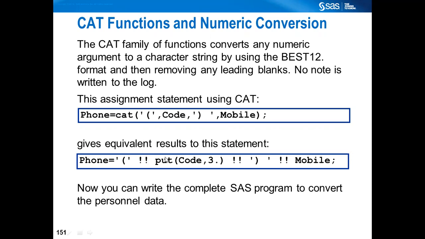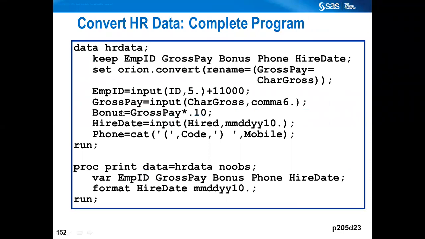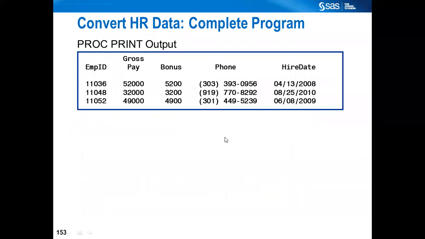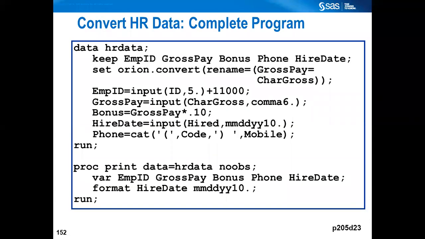If you either use the put function with the concatenation operator, or you use the cat function directly, it will not give you any leading blanks. So see, they are giving this code with a space, and it is getting concatenated with mobile. So you're including your parenthesis, space, and mobile. Now you can write the complete SAS program to convert your required data. So they use this cat function here. That's it. So this is our required output. Any questions on this?